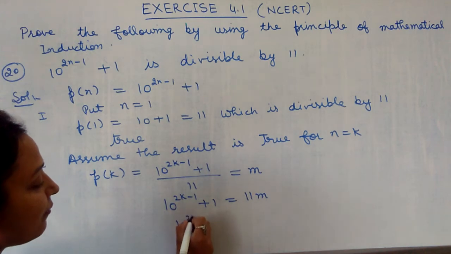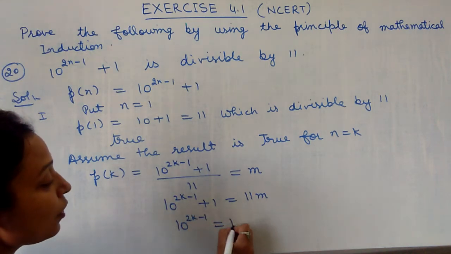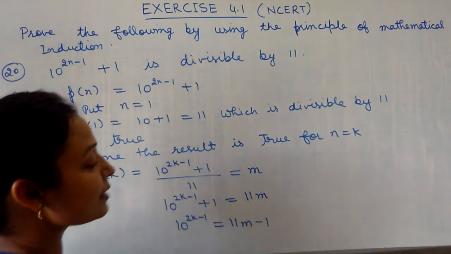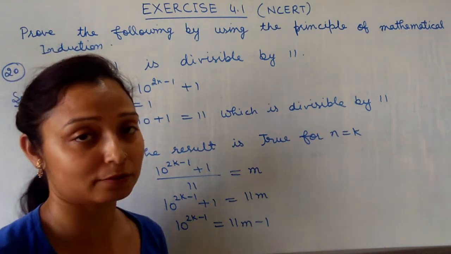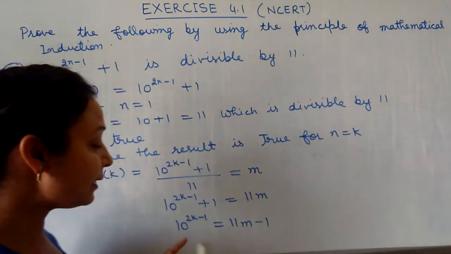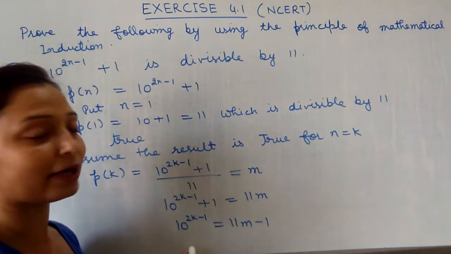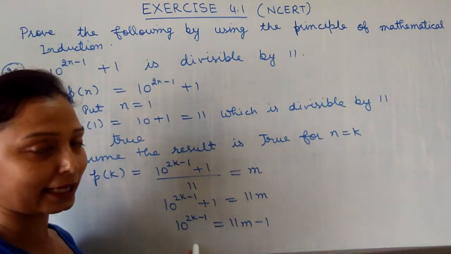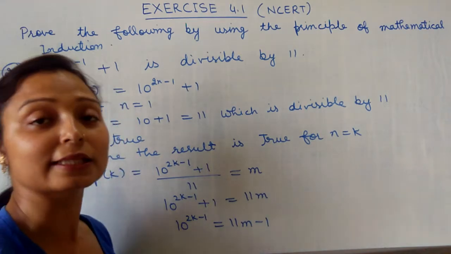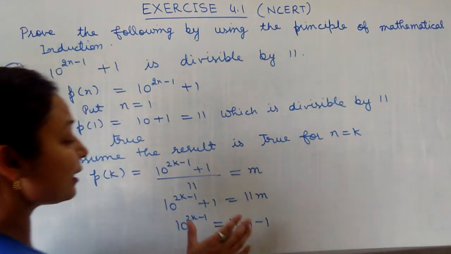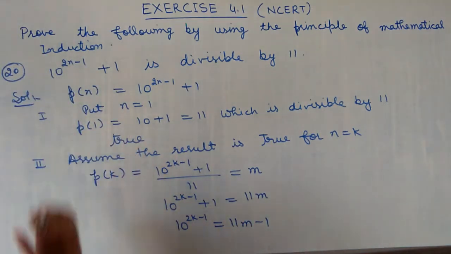I want to find the value of 10 raised to power 2k minus 1, for substituting this value for proving the third step. I need this value for the third step. That's why I will find out the value from the second step to use it in the third step. Okay, now it is time to solve the third step.